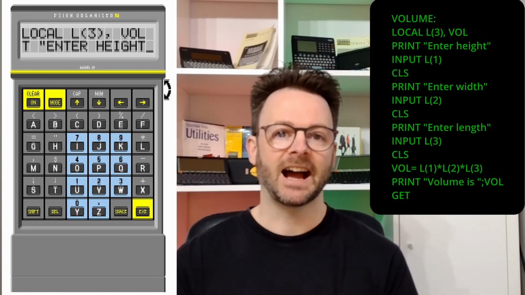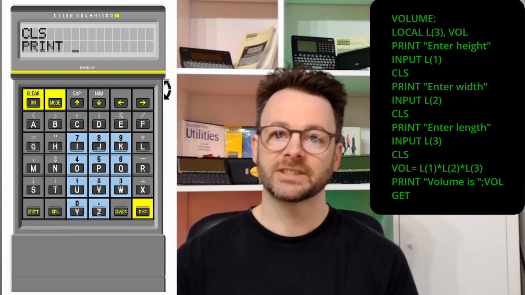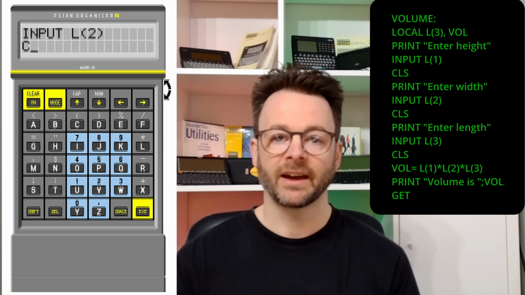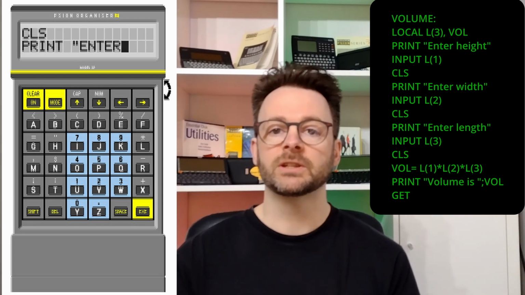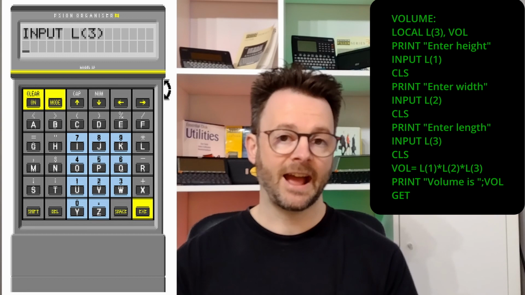So as you can see, I've defined the local variable L. It's a floating point as it's got no symbol after it, and I've defined 3 of them. These will represent length, height and width. I've also created a floating point variable VOL, which stands for volume, and is going to be our output variable.